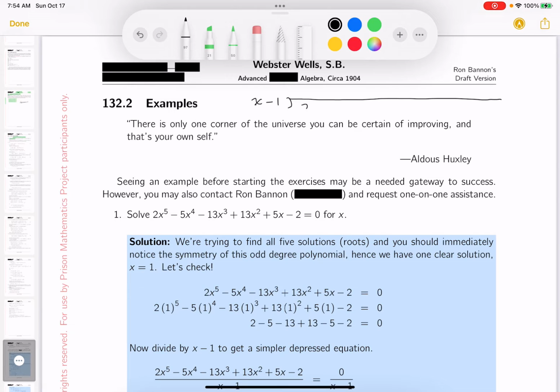Let's put this down. 2x^5 minus 5x^4 minus 13x cubed plus 13x squared. And I really believe that you can see symmetry now. All right, let's take a look at it. What are you going to get? Well, it's going to be 2x^4, right?